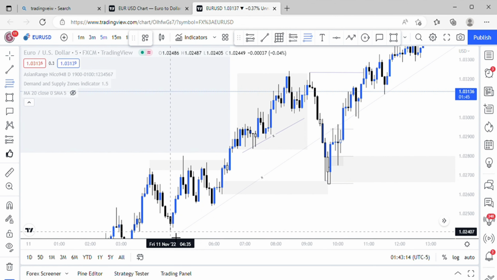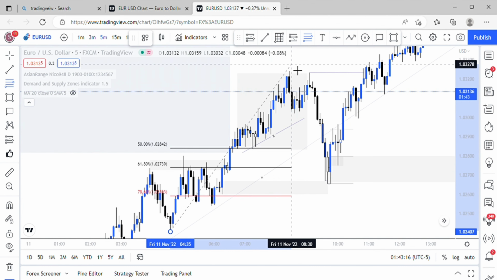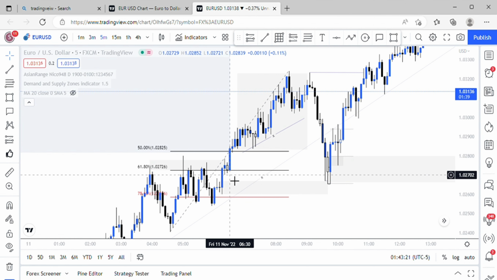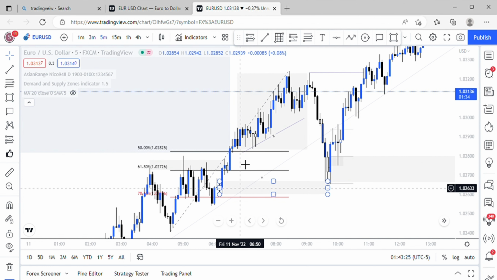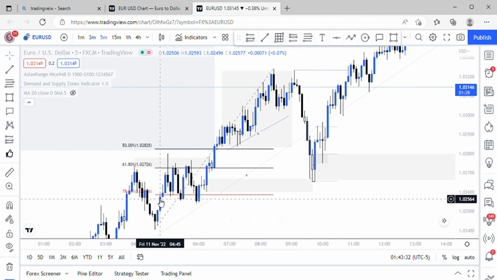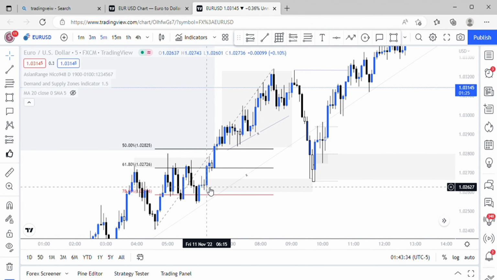we have to pick the demand zone below 61%. This is also a demand zone, but it's not up to the mark. It's just between 50 and 61, so we do not consider it as a demand zone. Below 61%, here is a demand zone.